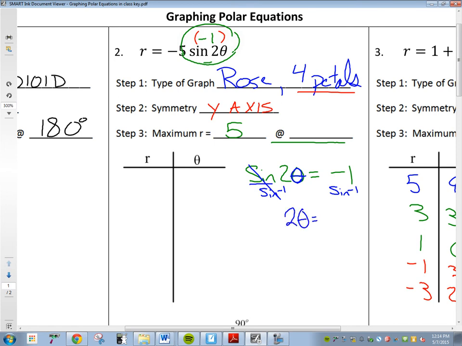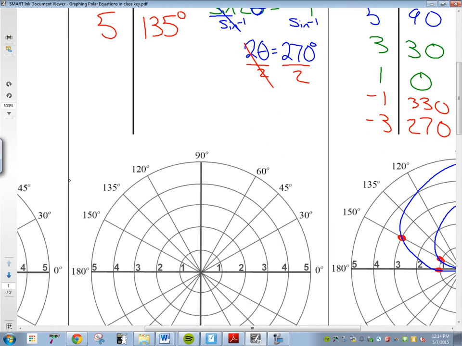theta equals 270 degrees. That is not the answer to my question. That's when 2 theta is 270. I want to divide by 2 to get theta, to get the answer at 135 degrees. That is the answer to that problem. My angle is 5 at 135 degrees. So if I go down to my picture down here, at 135 I should be at the 5th ring.